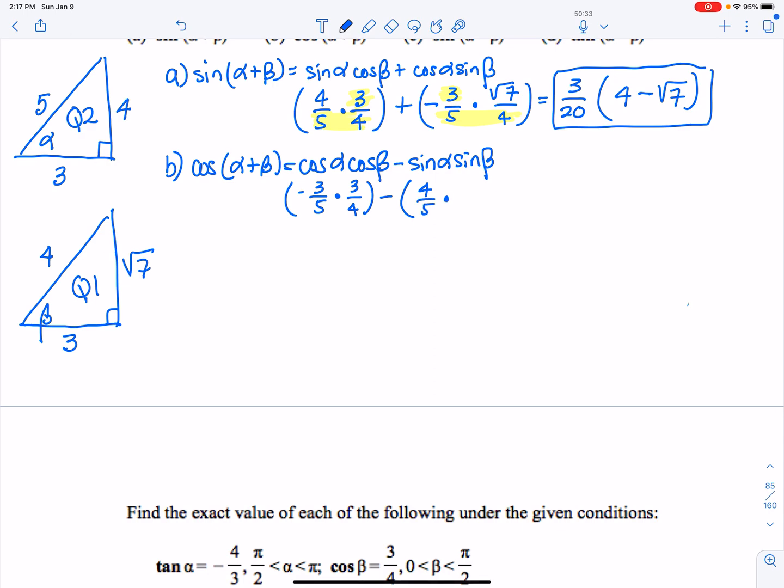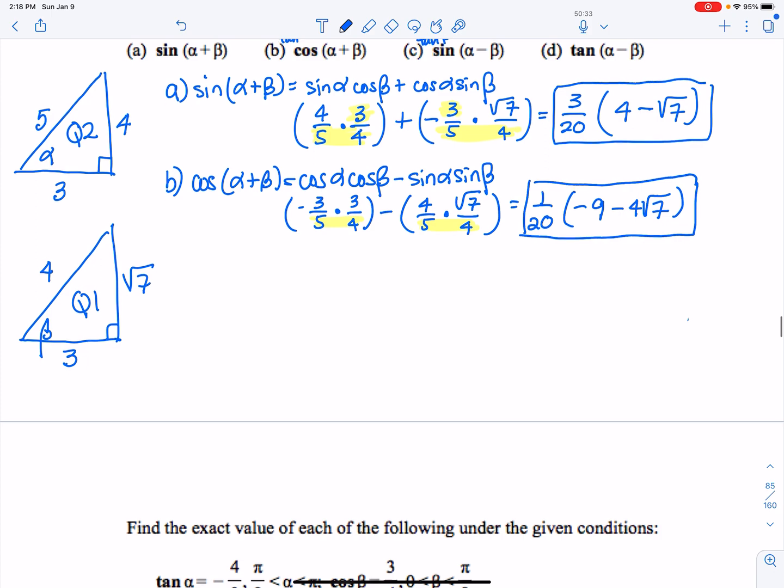Times beta, beta is in quadrant 1, so I get opposite over hypotenuse again. So opposite is radical 7 over the hypotenuse, which is 4. So I'm looking for commonality, so take out a GCF. I see 5 times 4 in the denominator of both, but in the numerator I don't have anything common. So I'm going to take out 1 over 20, and then I'm going to multiply negative 3 times 3 together to get negative 9. And then negative 4 times radical 7 is negative 4 radical 7. So this is simplified down.